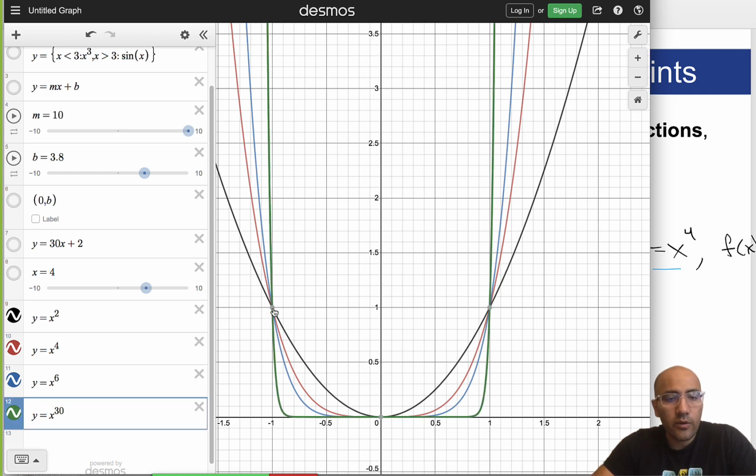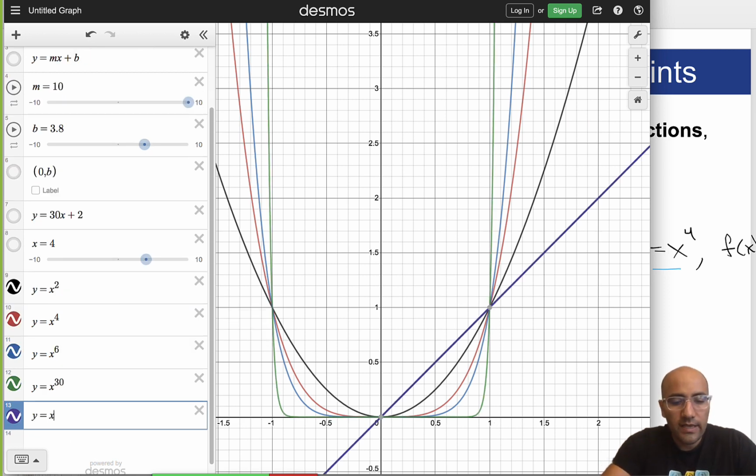It still goes through the points negative 1, 1 and 1, 1. And then it squares off pretty quickly here. And it almost looks like a flat base here, but it's not. It's just that it approaches zero so fast that to the naked eye, it looks that way. But it's also never really horizontal. It's just an extreme version of the original black one.